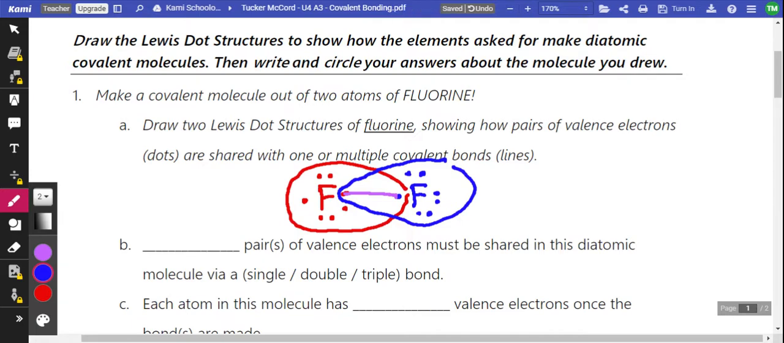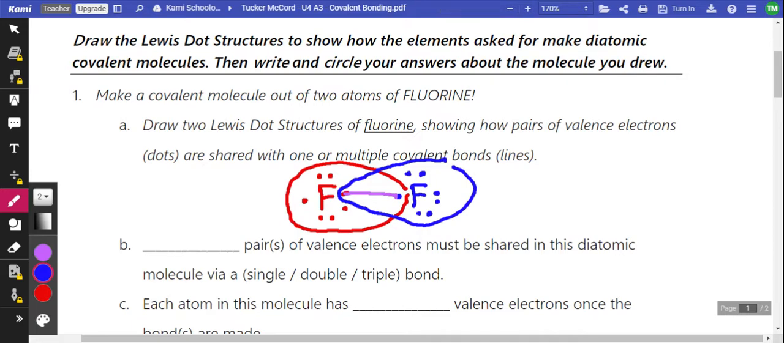So these both can get to an octet without having to do a give and take. All we have to do is share one pair of electrons between these guys. One atom pitches in one electron, the other atom pitches in another electron, and together they make a covalent bond. And so they both have ownership over this, so they essentially both gain an electron.